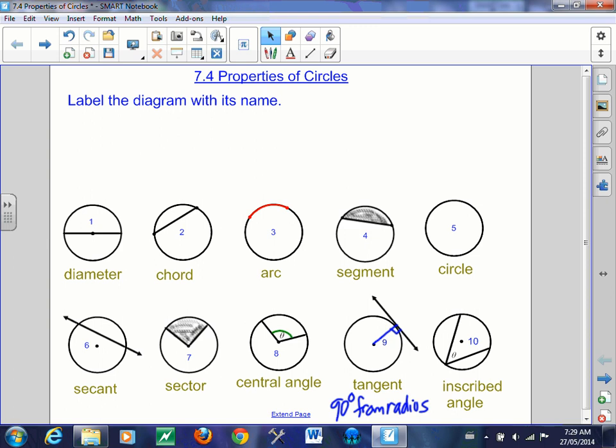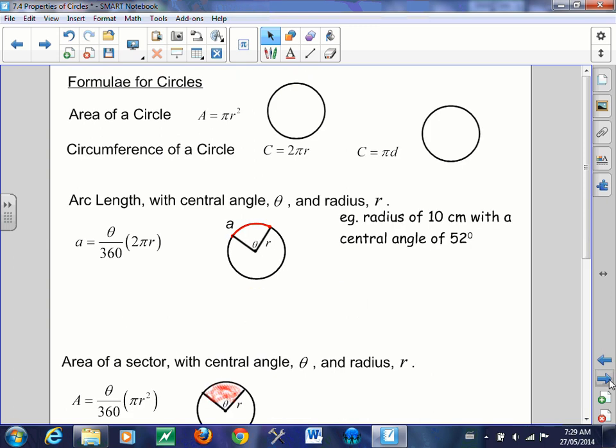Now we're going to take a look at some formulas for circles. You should be most familiar with the first two. The first is the area of a circle. The area of a circle is the entire shaded region inside. So all of this is what we're looking at, the surface area inside that.